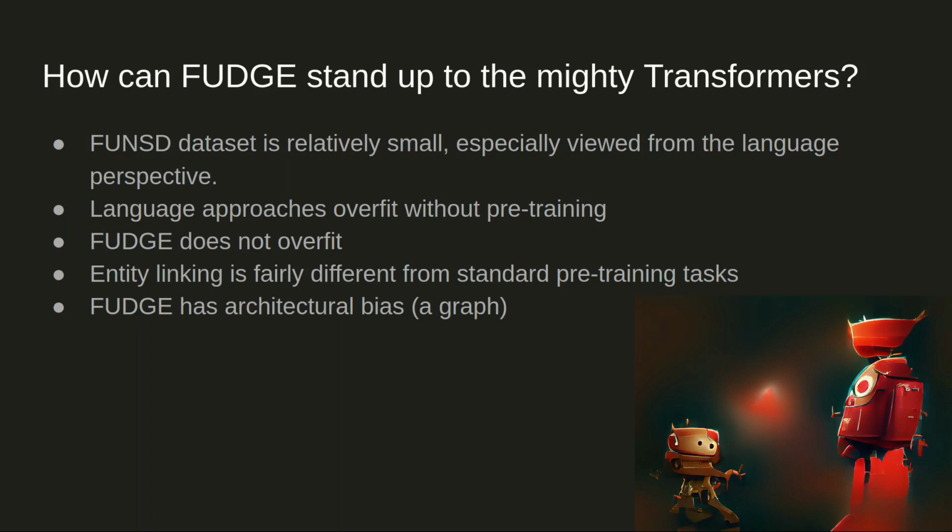Additionally, entity linking is a fairly different task from most of the pre-training tasks the transformers use, meaning they're not benefiting as much from their pre-training on this. Our FUDGE was specifically built with entity linking in mind, and thus has specific architectural biases that benefited over transformers. Transformers are much more general architectures, which do allow them to be applied to other problems.